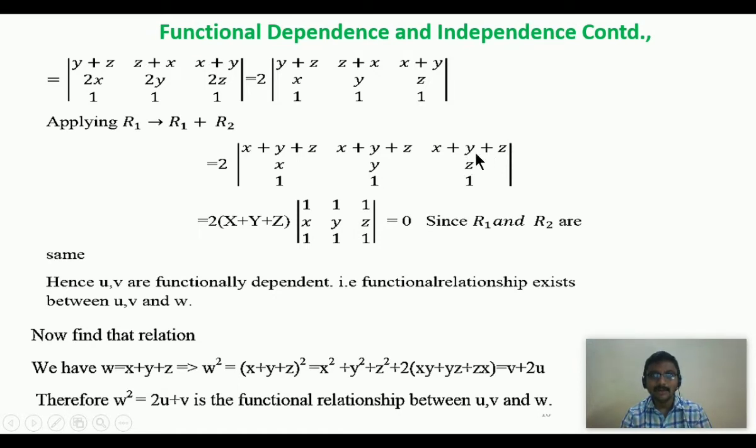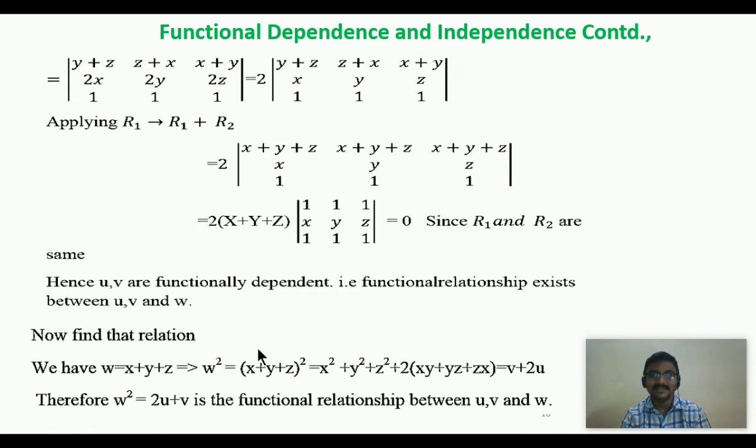Now taking the common as x plus y plus z, we will have two rows identical, that is R1 and R3 are identical. Small mistake there: R1 and R3 are identical, so the determinant value is 0. Thus, we will have the functions u, v, w are functionally dependent. Also, there exists a functional relation between u, v, and w.